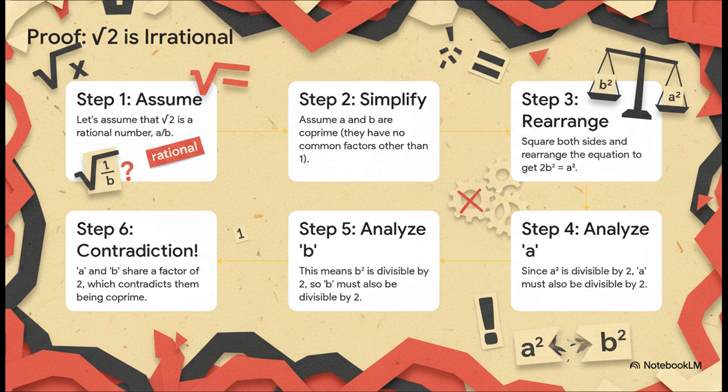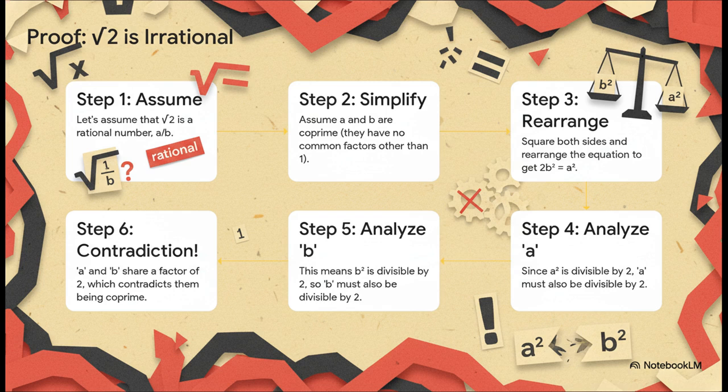First, our big assumption. We're going to assume the contrary, that the square root of 2 is rational. So if it's rational, what does that mean? It means we can write it as a fraction, a over b. And this is the most important part. We're going to say this fraction is in its simplest form. That means a and b have no common factors. They're co-prime. You know, like 3 over 5, not 6 over 10.